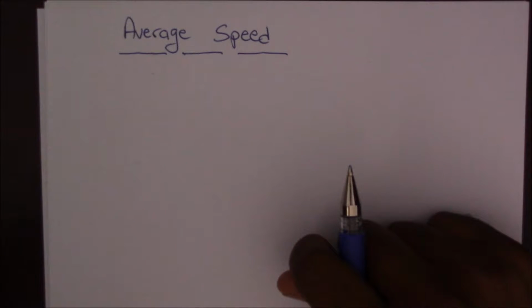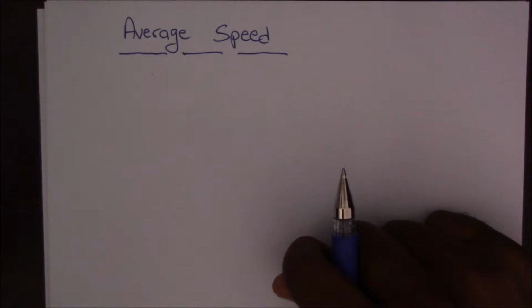Now let's take a look at average speed. So let's imagine there's a race going on. And throughout the race, everyone's running and they have to travel the same distance. The winner of the race is the person that finishes with the fastest time.